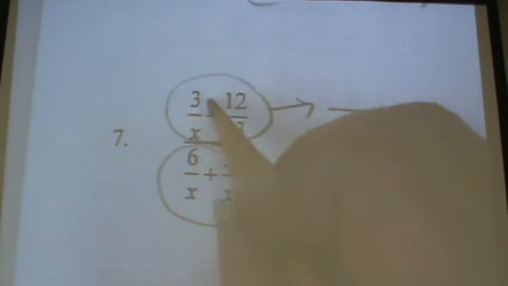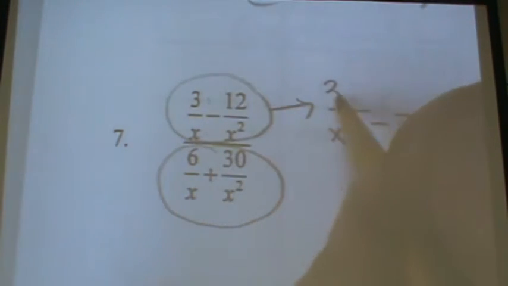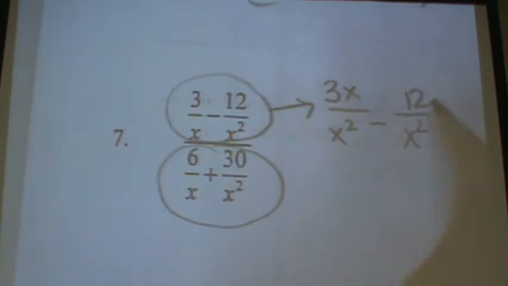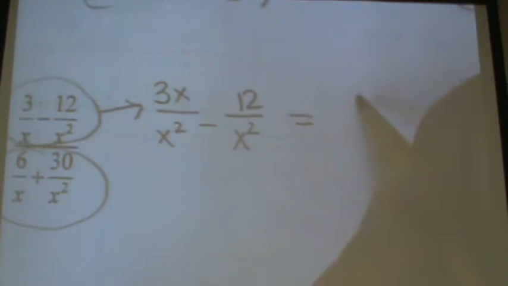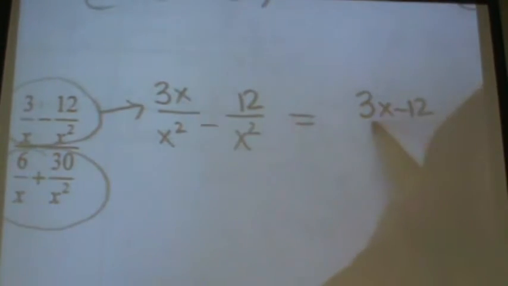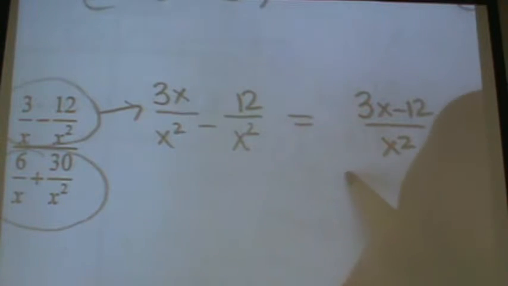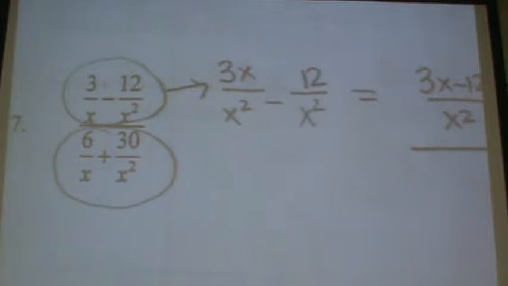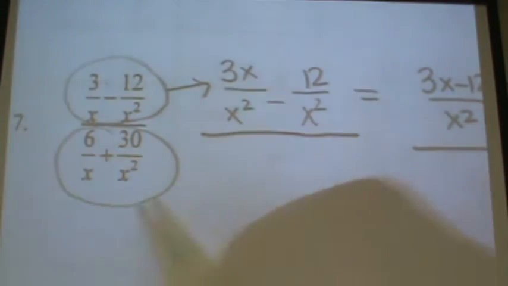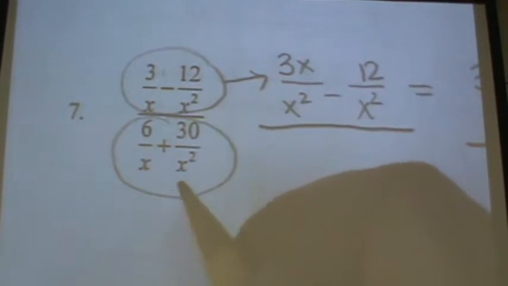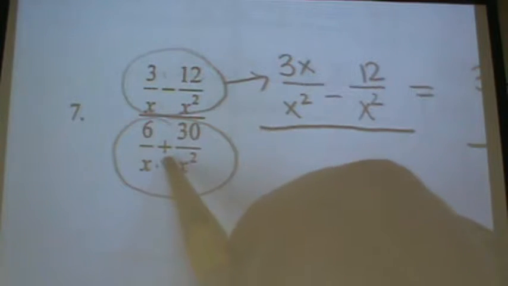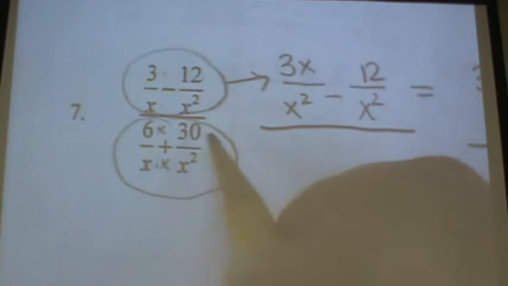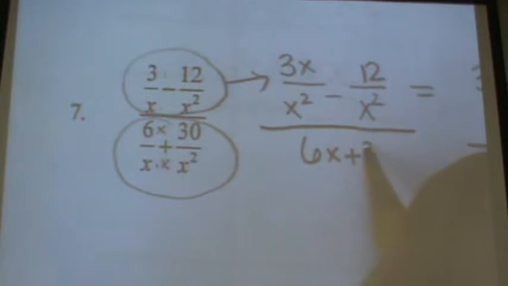So what are you going to multiply both of these by? X. So in other words, this top is really 3x minus 12 over x squared. That's the top. This bottom, what's the common denominator? X squared. So you want to multiply this by x and this by x. So you get 6x plus 30 over x squared. You can start to do them in your head.